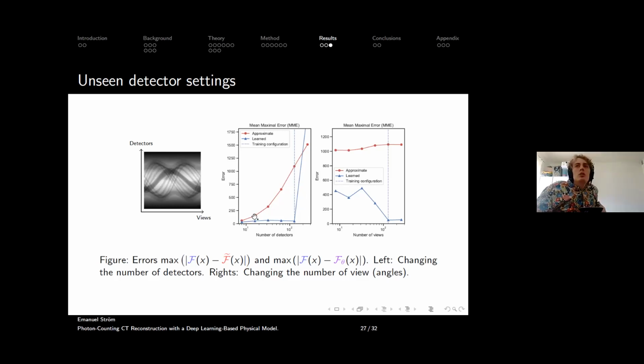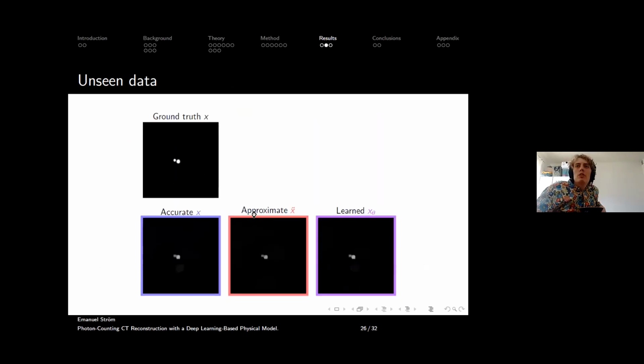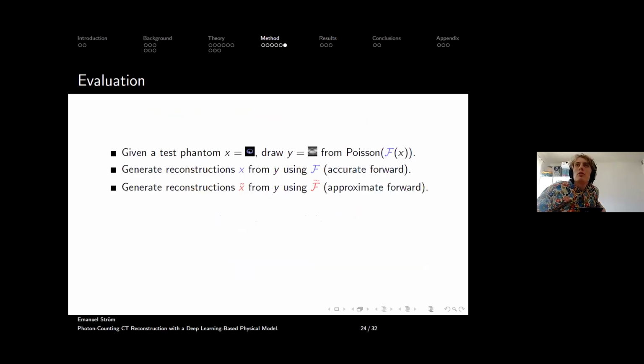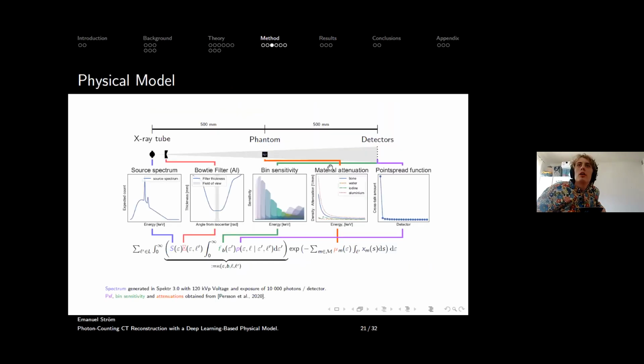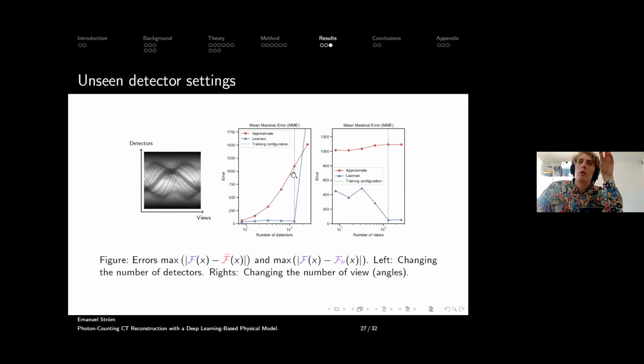What's happening is that when we decrease the number of detectors here, we also decrease the field of view, and therefore we just rescale this phantom. So the material here is going to get a little bit thinner, since the phantom decreases in size. So I think that's what explains why we see this increase.